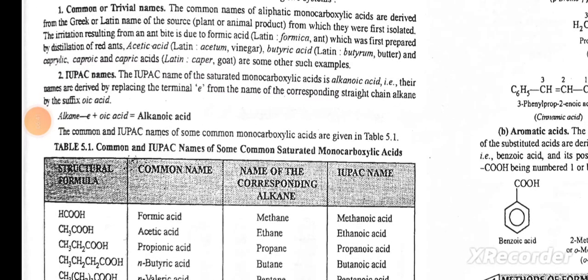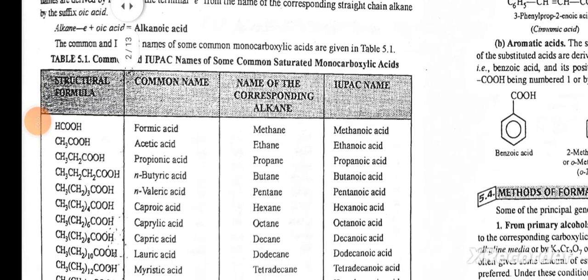IUPAC names. The IUPAC name of the saturated monocarboxylic acid is alkanoic acid. Their names are derived by replacing the terminal e from the name of the corresponding straight chain alkane by the suffix oic acid. Alkane minus e plus oic acid gives alkanoic acid. The common and IUPAC names of some common monocarboxylic acids are given in table 5.1. Common and IUPAC names of some saturated monocarboxylic acids. Here the structural formula, common name, name of the corresponding alkane, and IUPAC name.